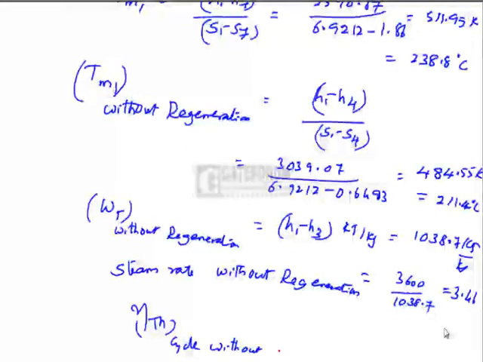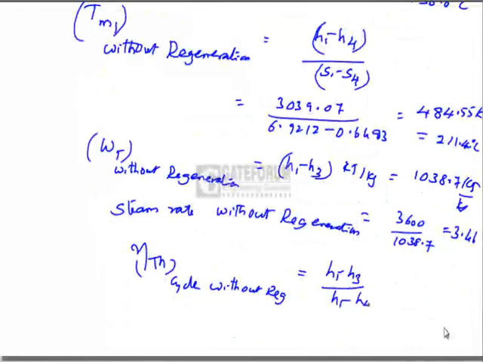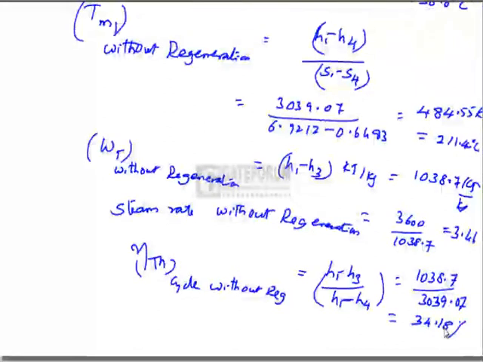Thermal efficiency of this cycle without regeneration is equal to H1 minus H3 by H1 minus H4, that is net work output of the turbine divided by heat supplied, neglecting pump work, that is 1038.7 divided by 3039.07. This is obtained as 34.18%. Clearly, there is an increase in the thermal efficiency due to regeneration. With regeneration, we got the thermal efficiency as 35.36. Without regeneration, we got 34.18. And if you look at the work outputs, work of the turbine with regeneration is 916.13.